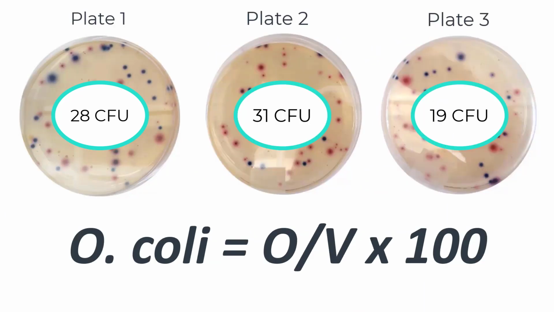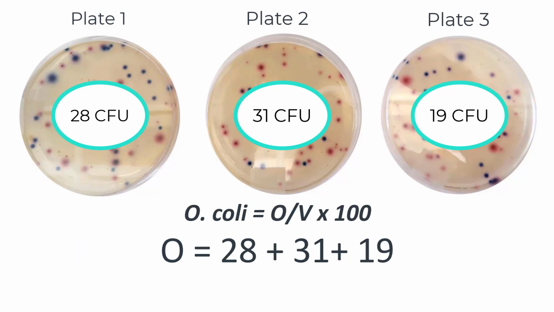We will now calculate the average other coliforms concentration for all 3 of our plates, using the number of other coliforms counted on each plate and the sample volume of 1. We will use the result to compare to water quality standards later.